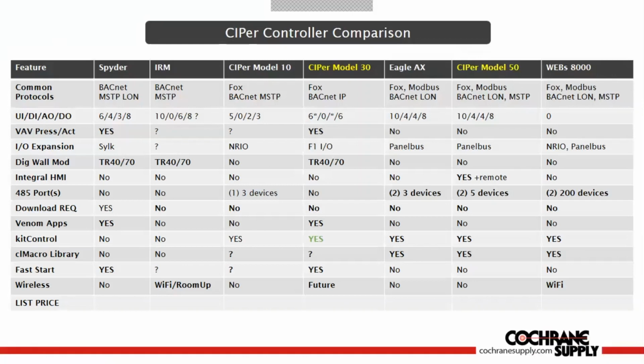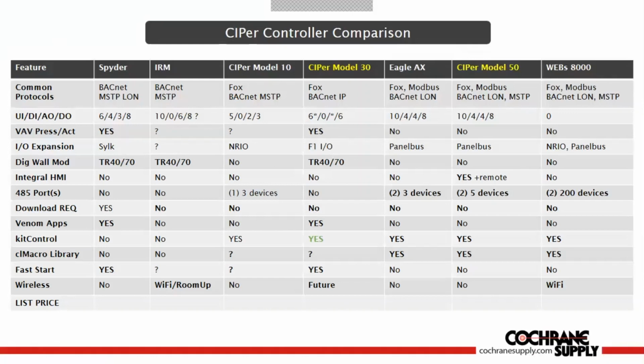The CIPer Model 50 is basically the Eagle N4. So it's based on the Eagle AX form factor, but it's the N4 implementation and integration. And then on the far right, you have the J, so you have the Webb's 8000.